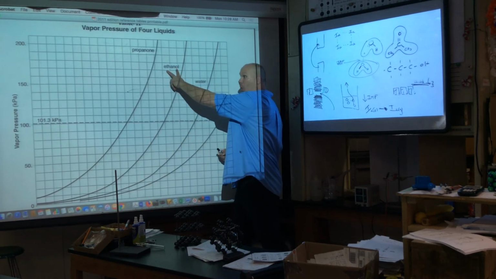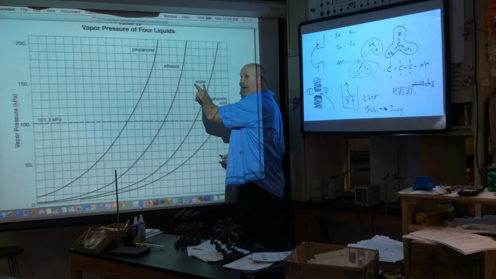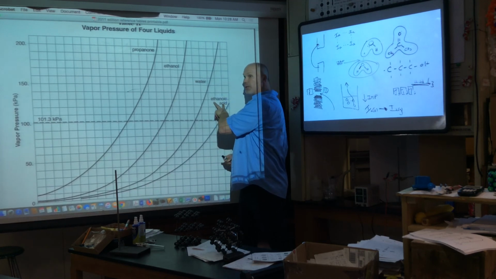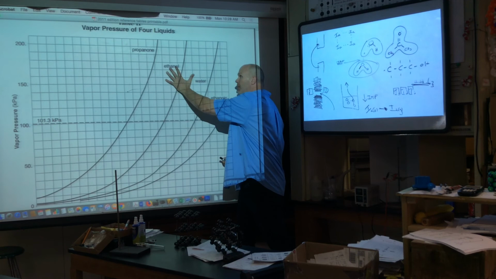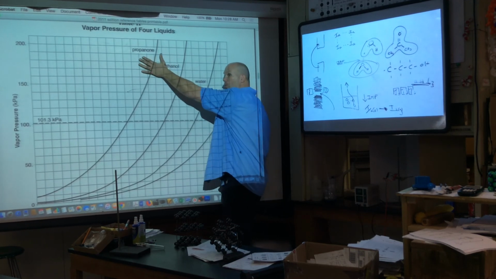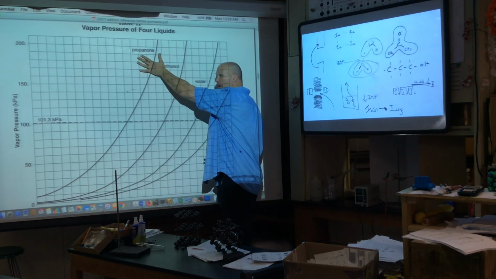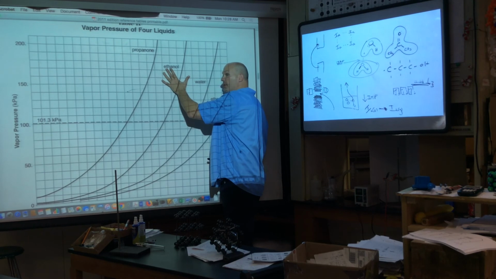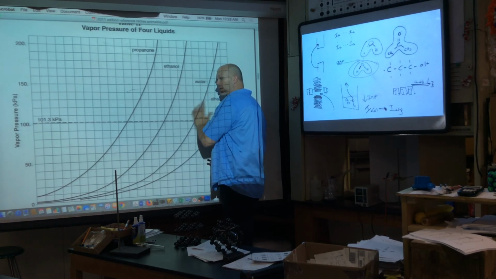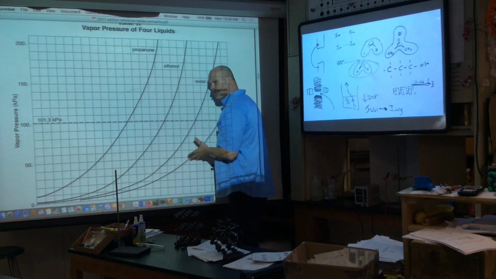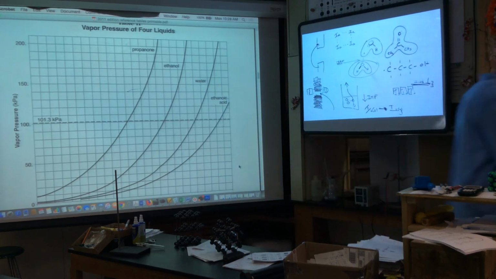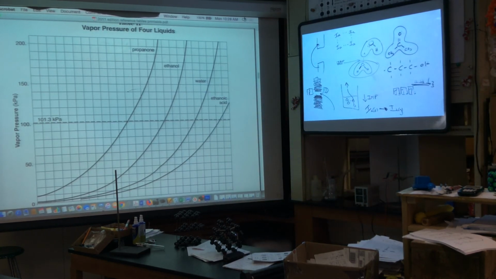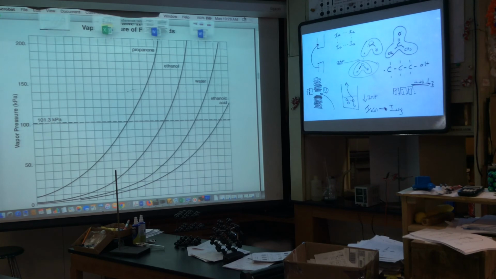Ethanol, an alcohol, OH group. Water, H's and O's. Ethanoic acid, also, all three of these H bond. This one only does what? LDF and dipolar. These guys do LDF, dipolar, and H bond. They resist evaporation. So finishing this up, hopefully.